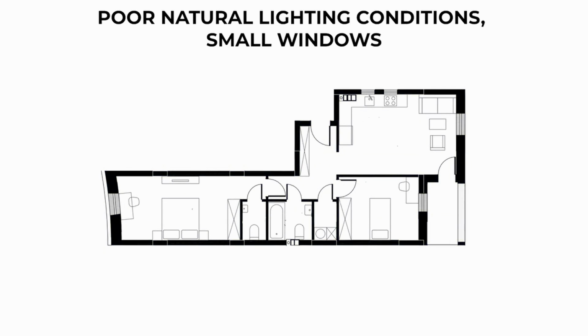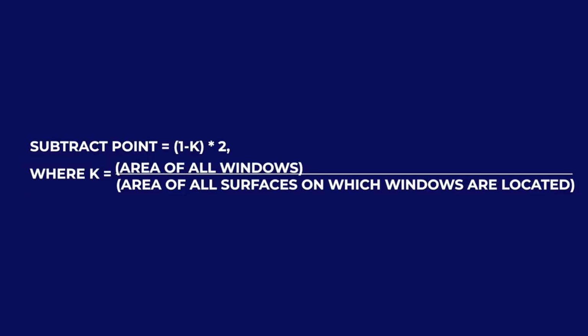The next factor is poor natural lighting conditions, small windows. We consider the floor-to-ceiling windows along the entire length of the wall to be the optimal type of windows. If windows are smaller than the area where windows are placed, we have to subtract points based on the following formula. Subtract points equal to (1 minus k) multiplied by 2, where k equals the area of all windows divided by the area of all surfaces on which windows are located.